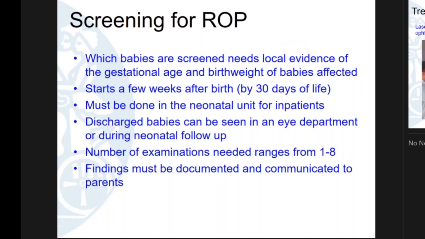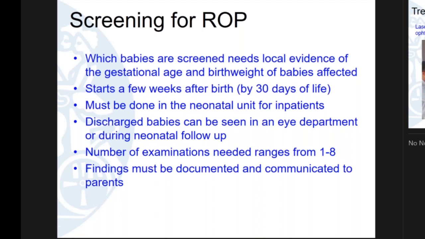So which babies are screened depends on local evidence of the population of babies at risk, which essentially is the gestational age and the birth weight of babies who are developing sight-threatening ROP. Screening must start within a few weeks of birth, and in India, they say by 30 days of life. For inpatients, the screening must be done in a neonatal unit because it has to be done on a very regular basis, and it's important that the first and subsequent examinations are done at the right time.